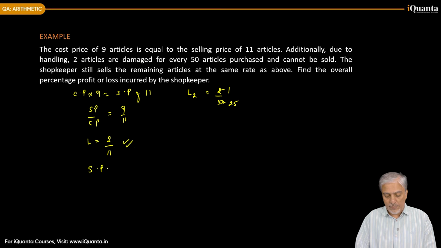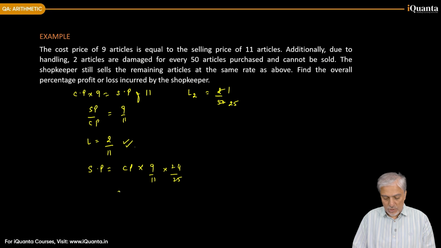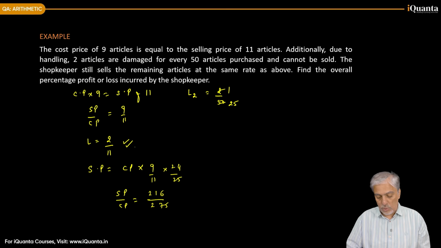So I can say the selling price will be the cost price multiplied by the first factor, 9 by 11, and the second one becomes 24 by 25. Now, if you do this, we get the ratio of selling price to cost price. Remember, we want to find the loss. Selling price upon cost price will be 24 9s are 9 4s are 36, 3 carry, 216 upon 275. That means if your cost price is 275, your selling price is 216, which means how much is the loss percentage?